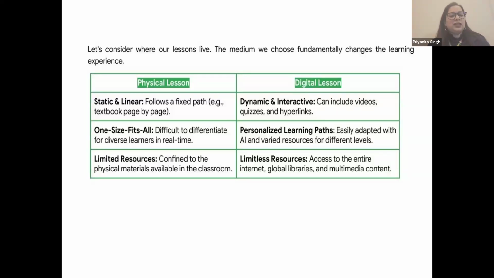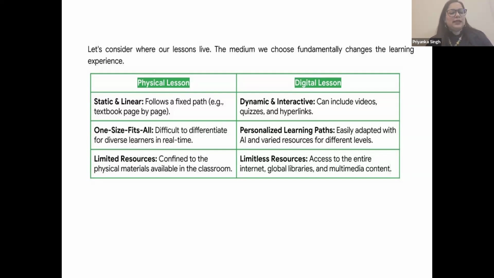But when you bring a digital lesson, you can have videos, quizzes, and hyperlinks, and you can just pass them on to the students. The rest of the things they need to do. You need not bring their attention to the subject or the chapter again and again. They can refer to the video, they can perform the quizzes, and they will be very happy doing that.